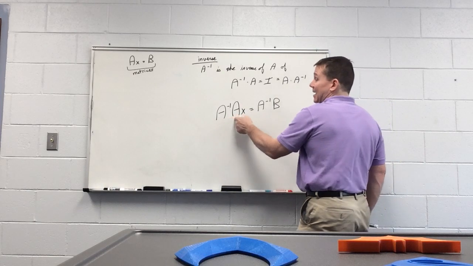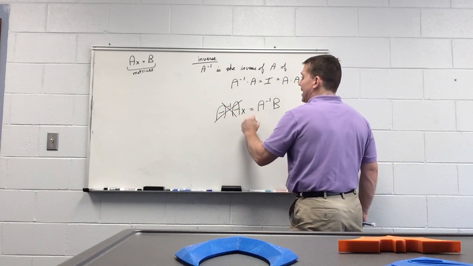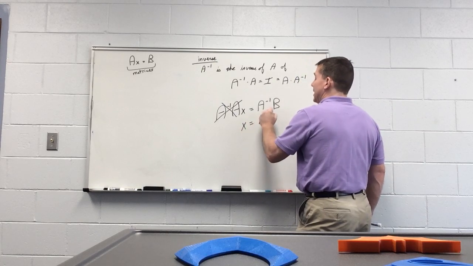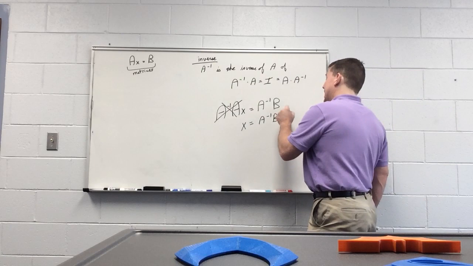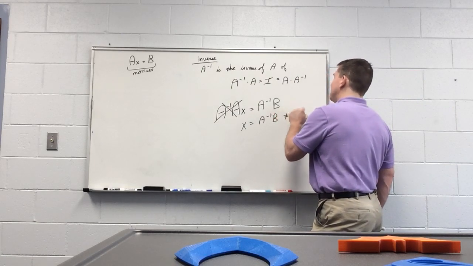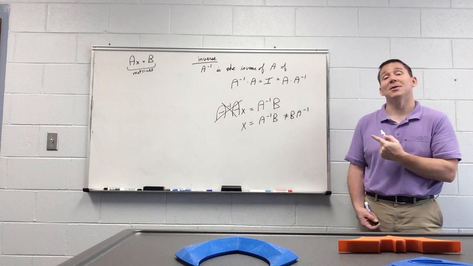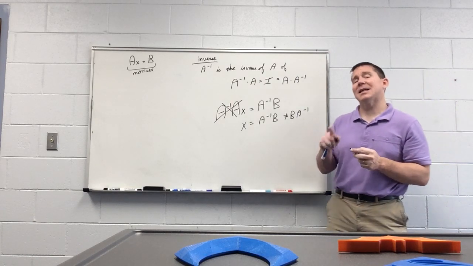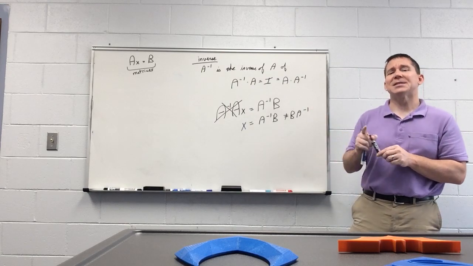Now, A inverse times A would give me the identity, which is like 1, and I would just get X equals A inverse B, which again is not the same as B A inverse. Order of multiplication matters here. So there are little details like that we'll have to worry about, and we're going to expand on this a lot.